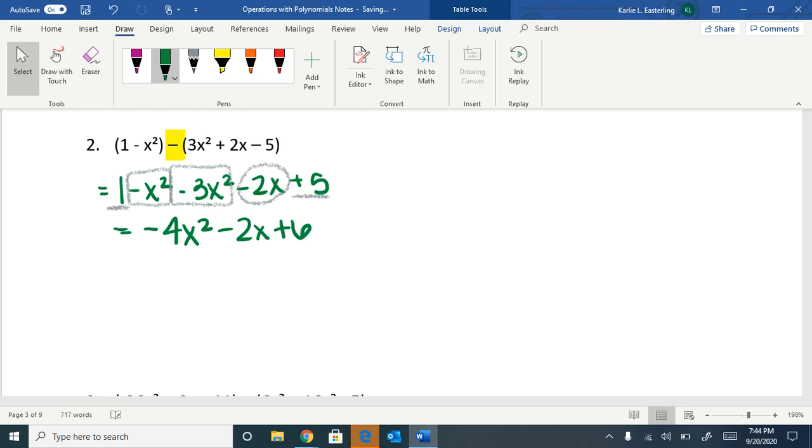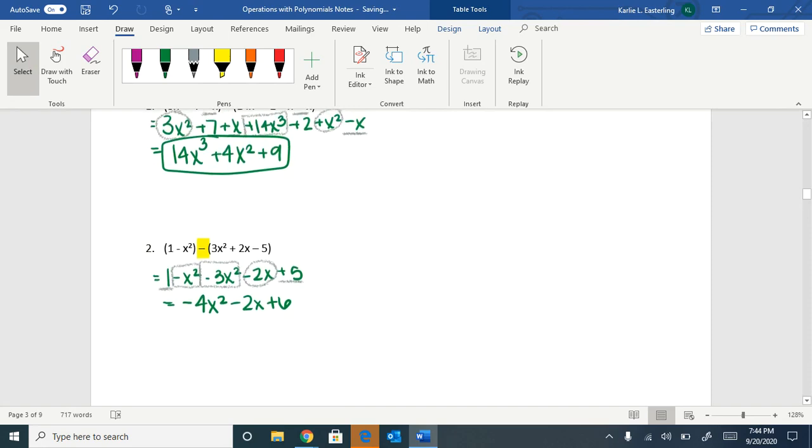And don't forget, we are writing these in our standard form. So we're writing with our exponents in descending order, from our highest to our lowest. That's just another reason I do the boxes and go from that highest to that lowest, to make sure that I'm already in standard form.